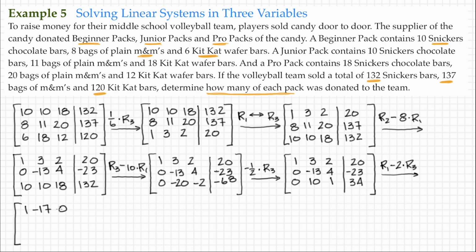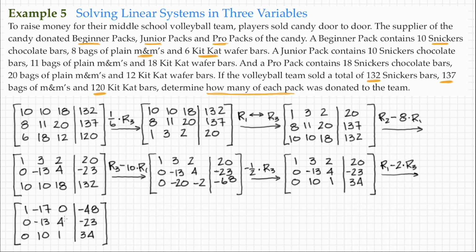That's the whole idea. Bring down the vertical bar. 34 times 2 is 68. And 20 minus 68 is negative 48. Close off the matrix. Bring over the rest. 0, 10, 1, and 34.